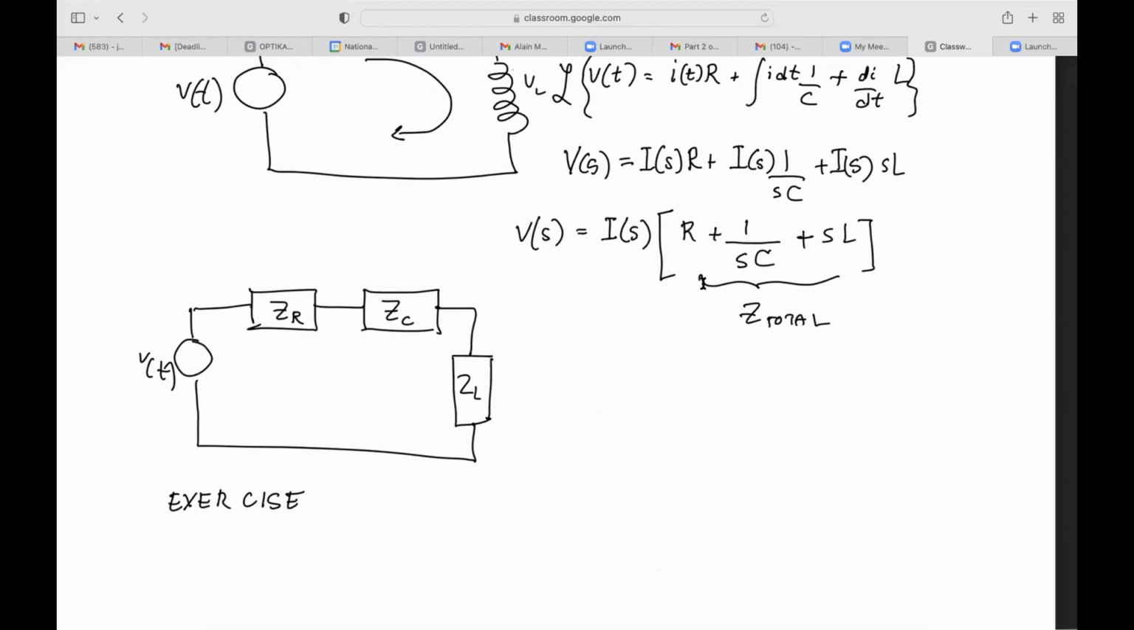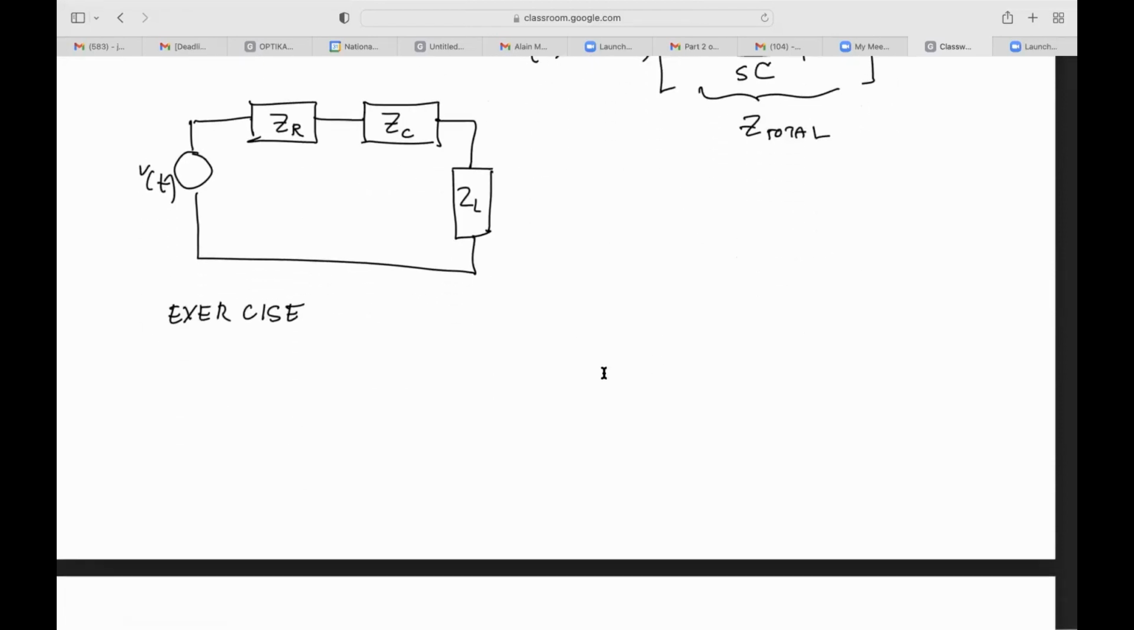Right away, we can solve the equation for, say, I, if we want to know I, for example. Okay.